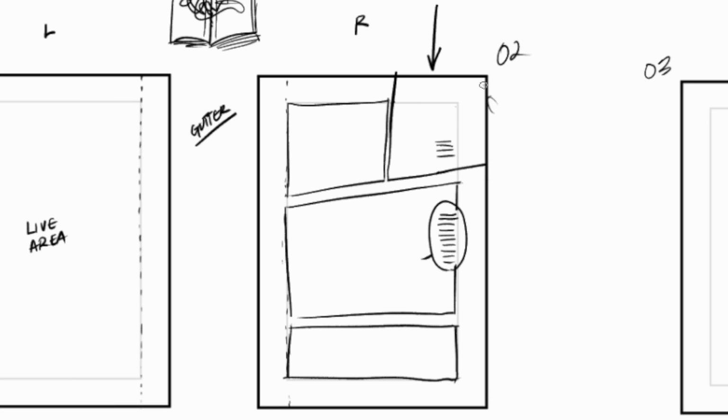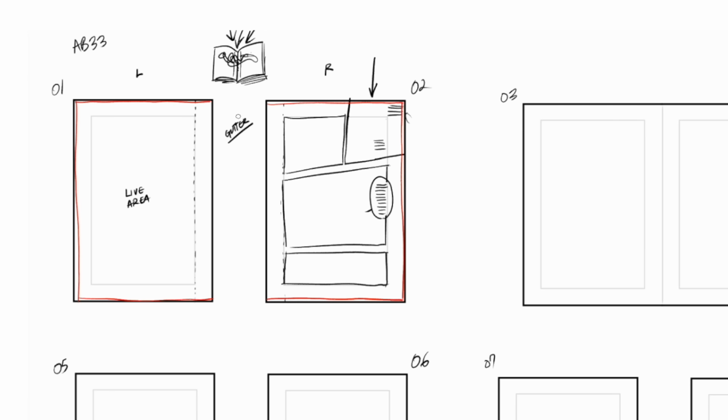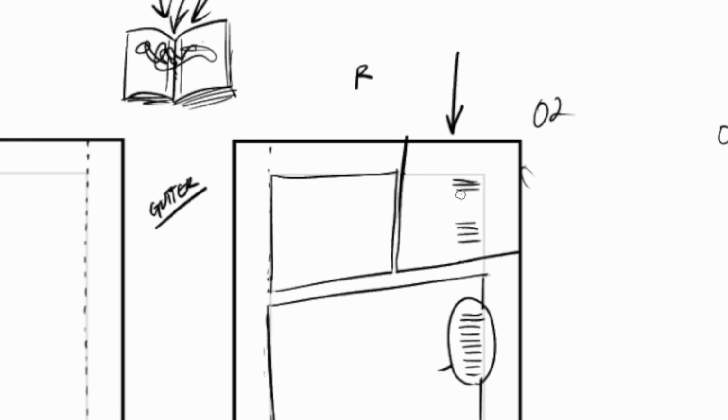You don't even want it to be too close to the edge, because usually the edges of the pages could be cut. They can be cut off in printing. So you definitely don't want to lose that text. So what you do is keep the text in the live area.